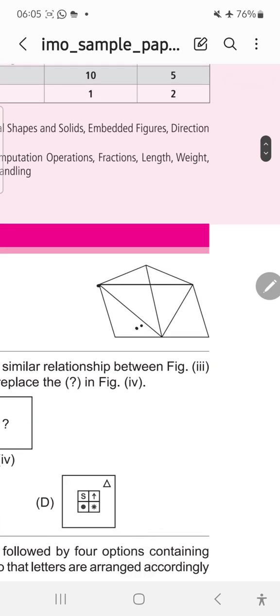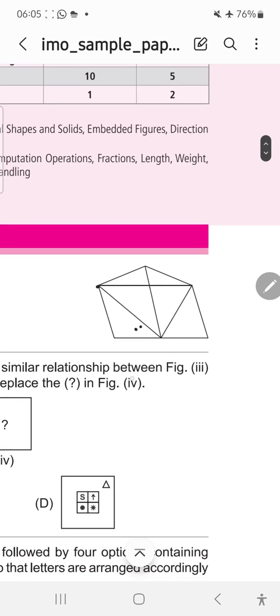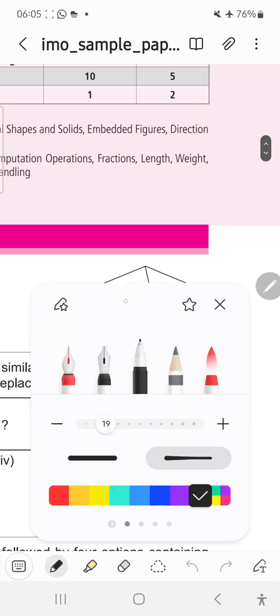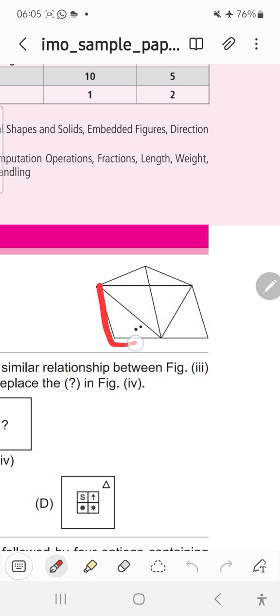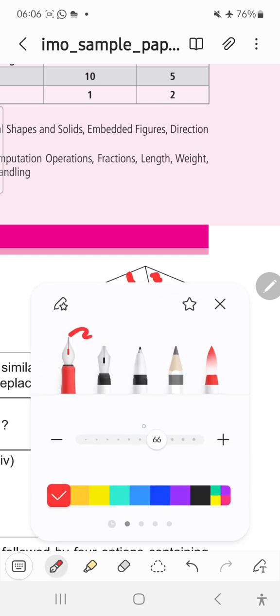So let's see, there is a kind of quadrilateral which is this one. So the first quadrilateral is this one and the second will be this one. So we have two quadrilaterals. First of all, just count the internal triangles: 1, 2, 3, 4. These four triangles are there.